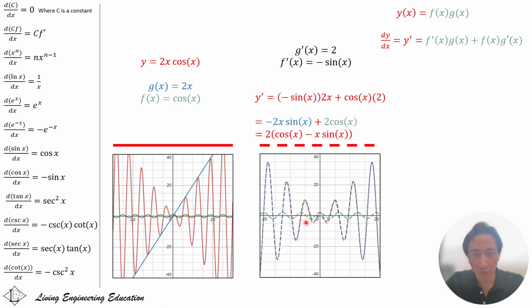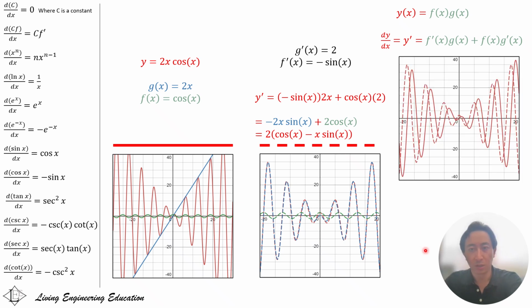And here we have the graphs for, where is this? 2 sine x in blue, 2 cosine x in green, and x sine x, so this total sum, in red, right? And if we graph both the final form and the original function, we see the relationship here.